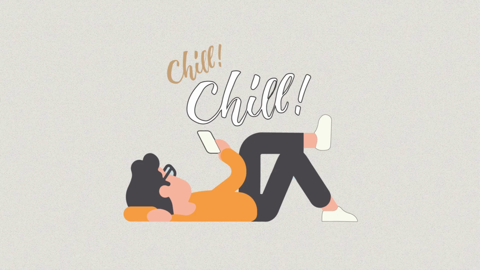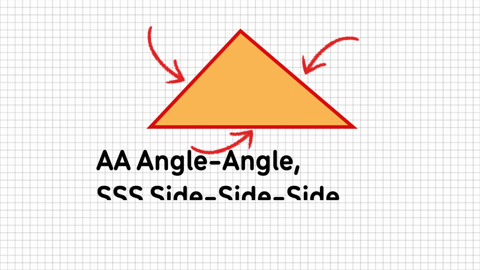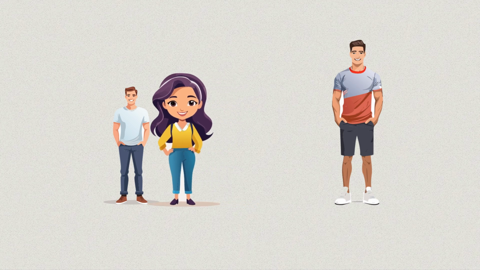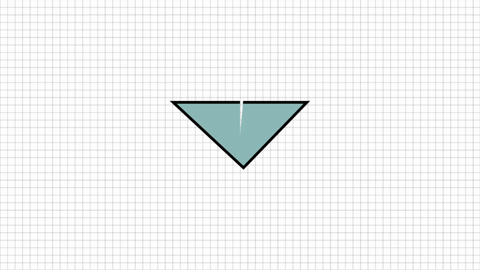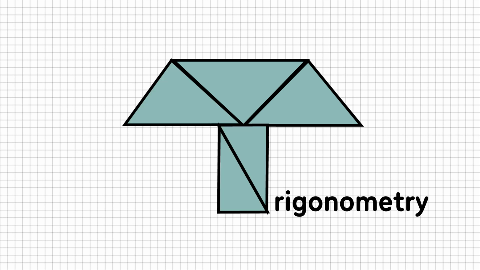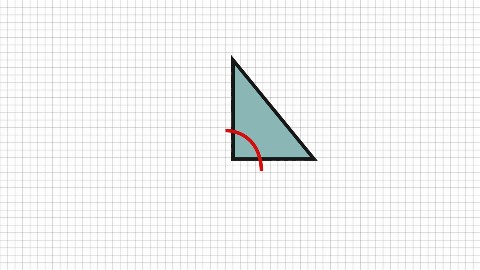Similarity is a bit more chill. We've got AA, SSS, and SAS. It's like that one chick who doesn't care about your size. But the thing is, triangles can get even more advanced when you combine angles and sides together, giving birth to trigonometry. Trigonometry is all about connecting angles and sides in a triangle.